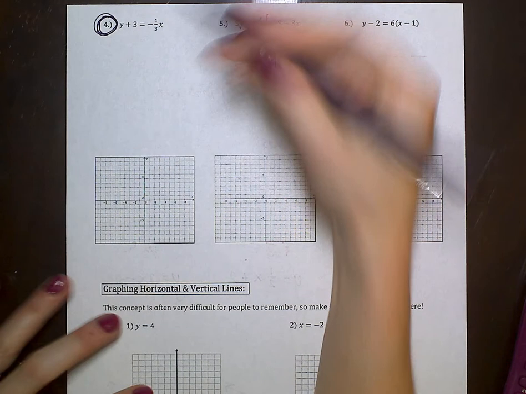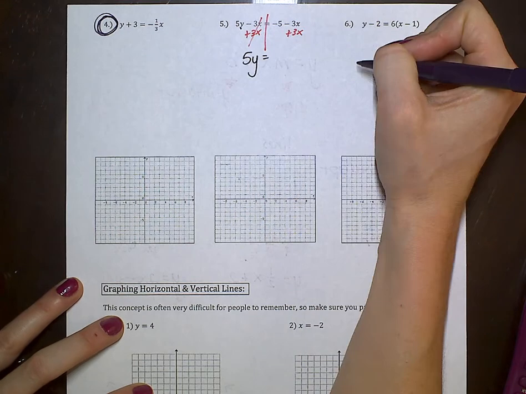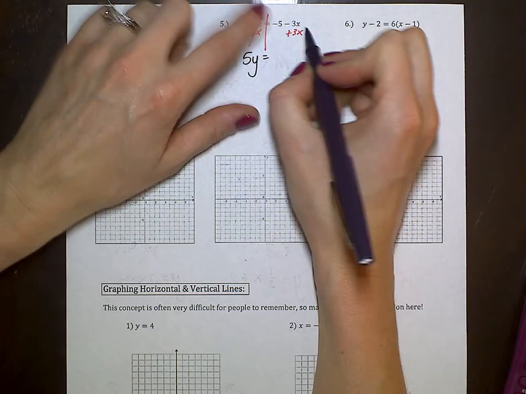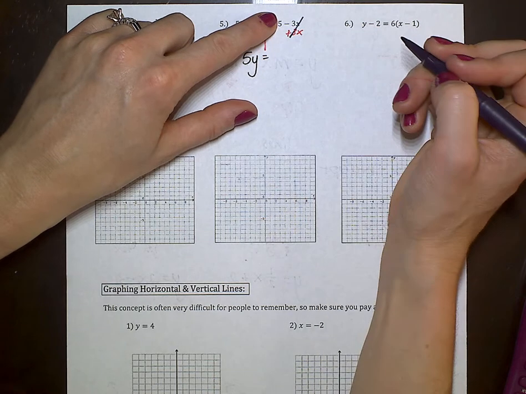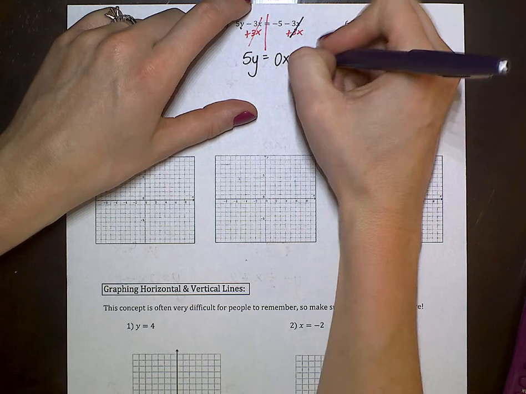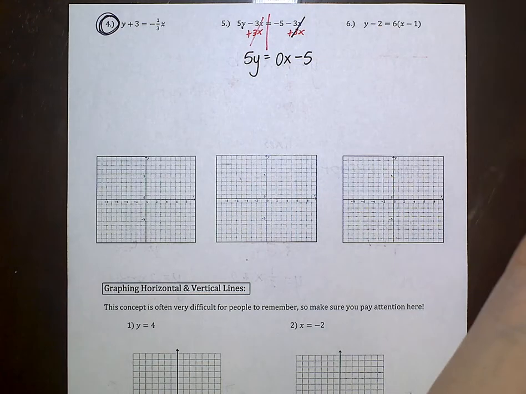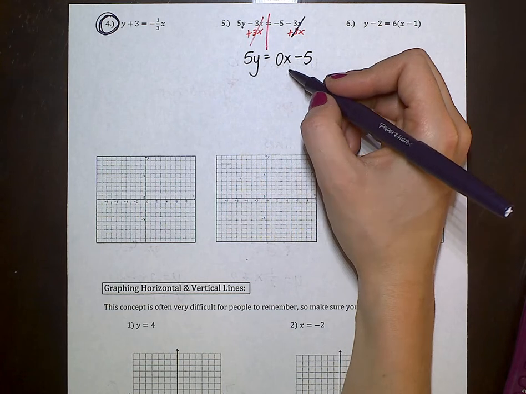All right, so let's see what's left. I have more than one step on this one. So it's 5y equals, okay, this is weird. Negative 3x plus 3x, that cancels. That's 0 x's. And then minus 5. Technically, I didn't have to write the 0x, but I'm going to leave it in there, and you'll see why.